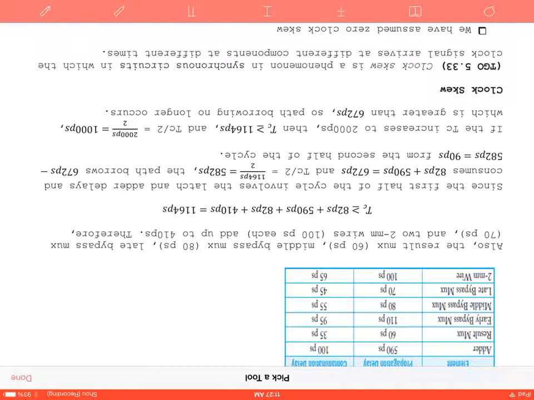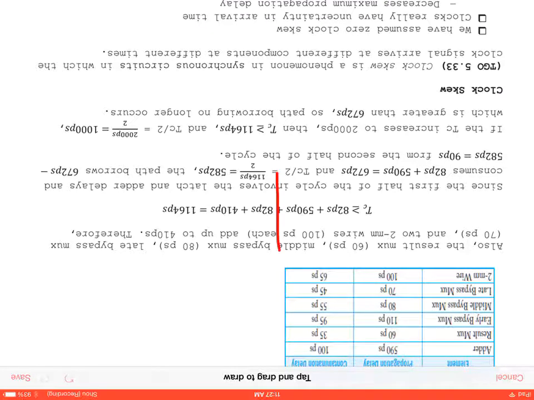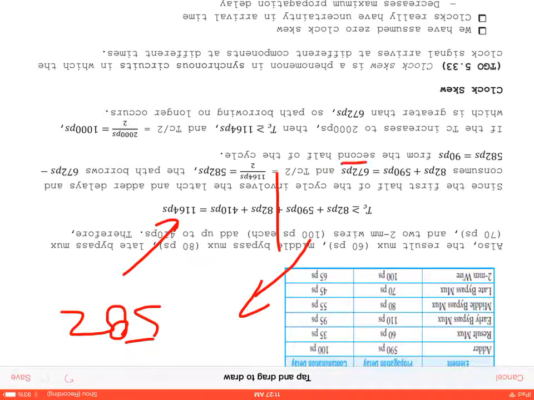672 picoseconds. So the way we figured this out, here's that half of the delay. This is where our adders are working for the first latch. And we know that half is 582 by dividing this by 2. So we know that this number is 672 picoseconds. So you can borrow 672 minus 582 equals 90 picoseconds from the second half of the cycle.